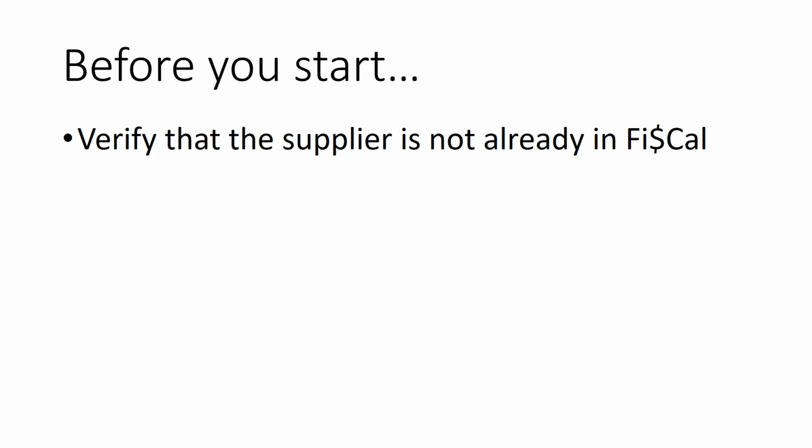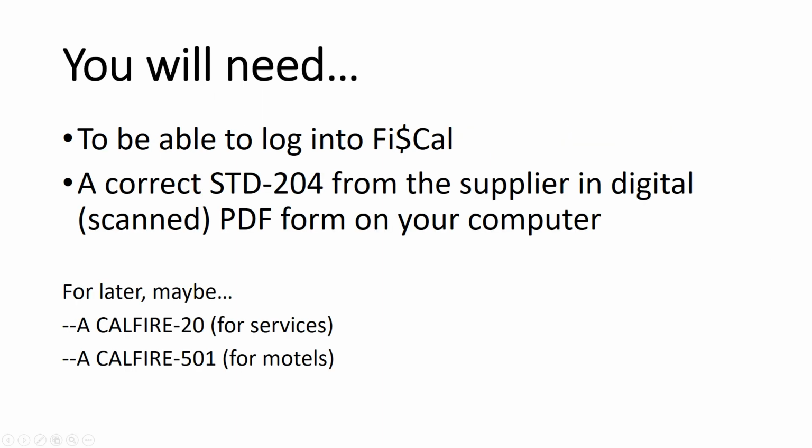Before adding a new supplier to Fiscal, verify that the supplier is not already present in Fiscal. For instructions on how to do that, please watch the previous video on verifying suppliers. Before you can start this process, you must have a complete and correct Standard 204 form from the supplier. In my short experience with Fiscal, the top reason a new supplier gets rejected or denied is because of a problem with the Standard 204, so resolve any issues you see with the 204 before beginning this process.